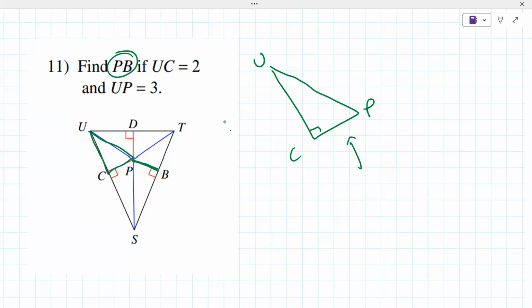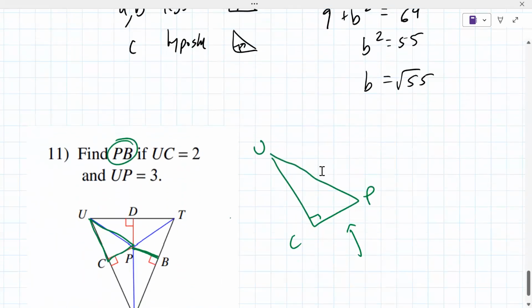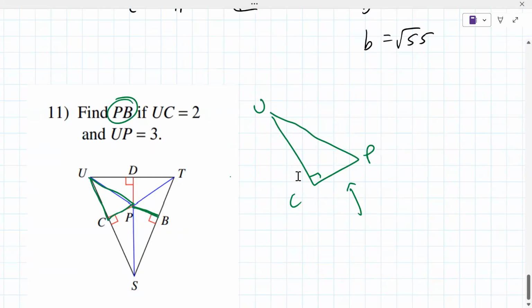So wait, I'm confused on how you figure out which side is A, B, or C. So like I wrote here, A and B are the legs. The legs come out from the 90. Which come out from the 90? UP? Nope. The 90 is this rectangle here. So UC and CP, yes. Those are A and B. And then the one across from the 90 is the C, always.